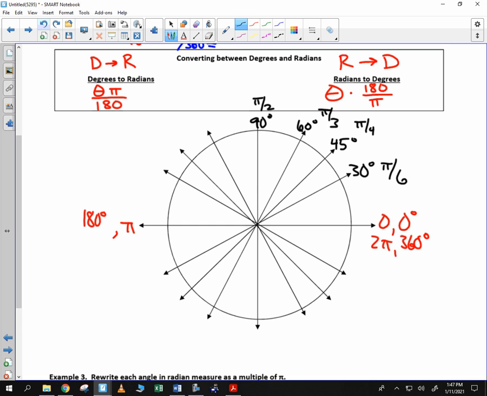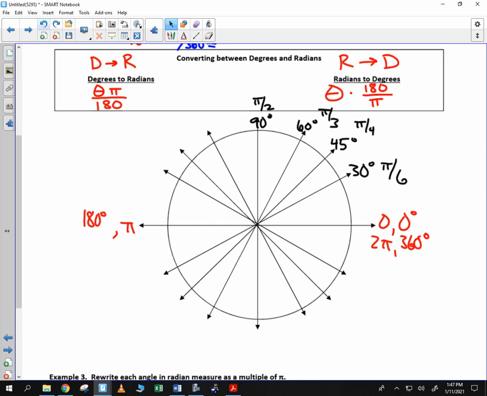We'll take 90. 90 times pi divided by 180. Pi over 2. We will take 60 times pi over 180. Notice 60 goes into 180 3 times, pi over 3. So that conversion works out quite nicely.